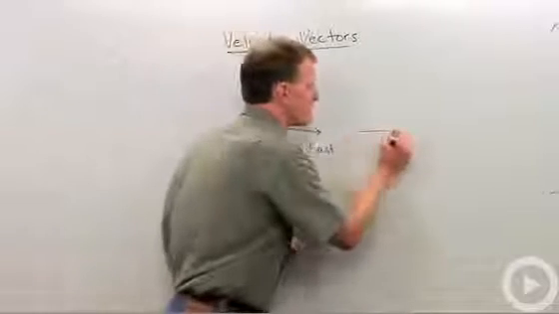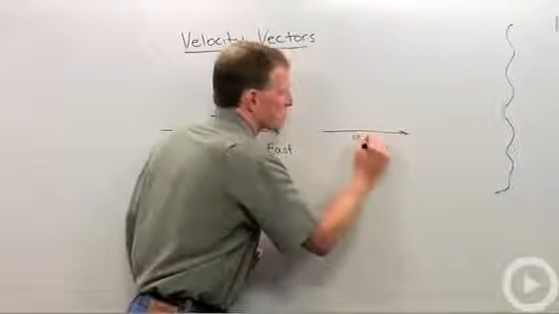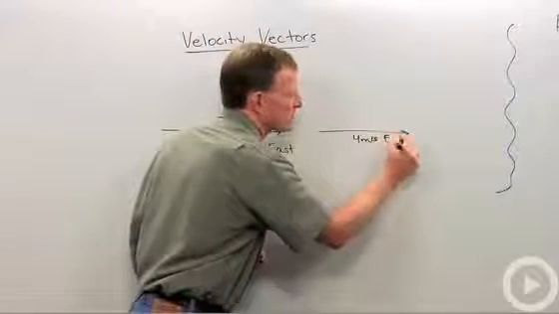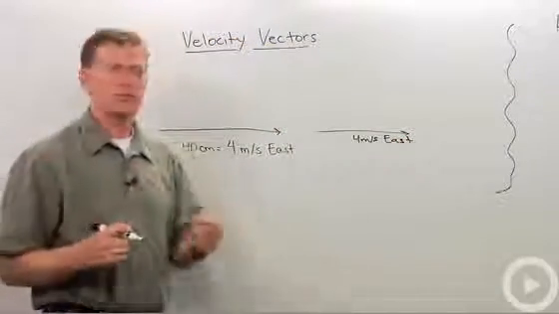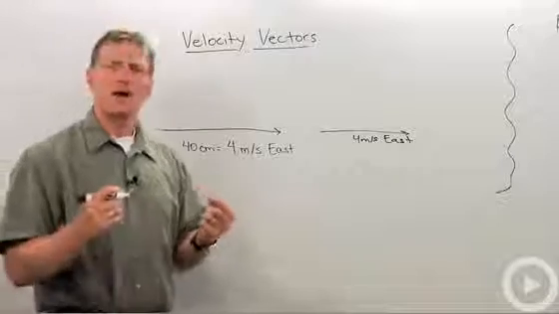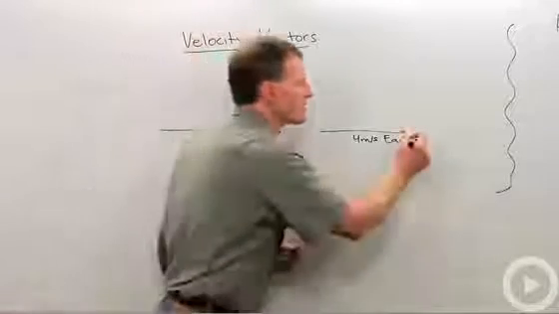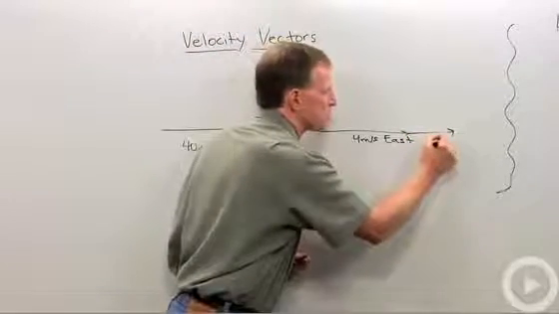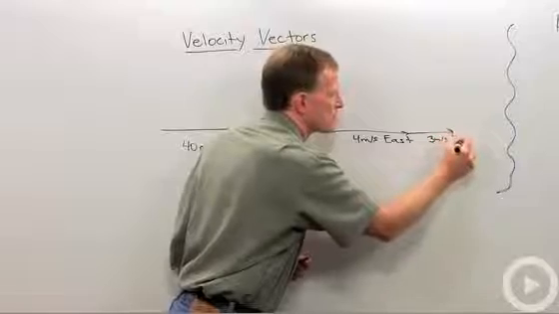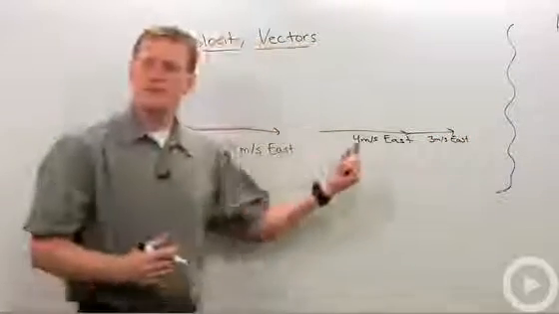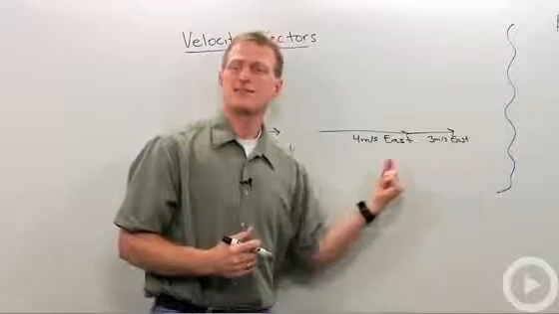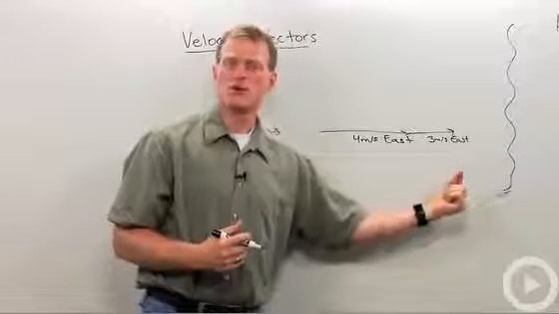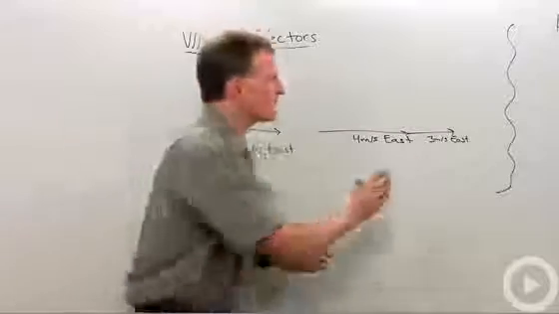So I've got my 4 meters per second east. Let's say I'm paddling a canoe 4 meters per second, and I'm paddling with the current, and the current is 3 meters per second east. Well, that's a pretty simple addition problem. 4 meters per second east plus 3 meters per second east is 7 meters per second. That's my total vector.